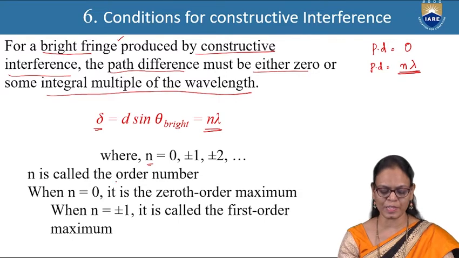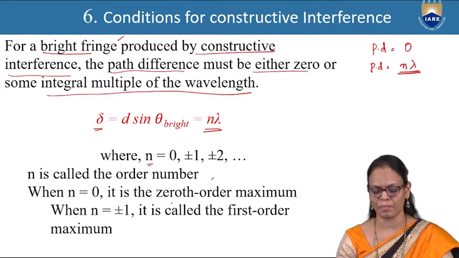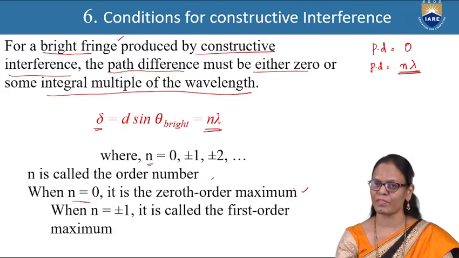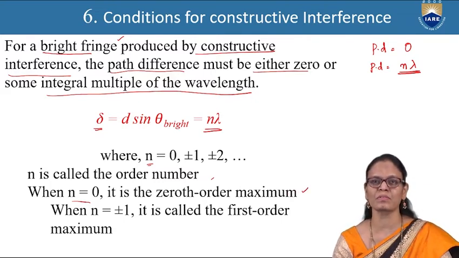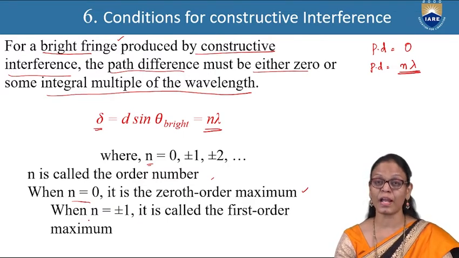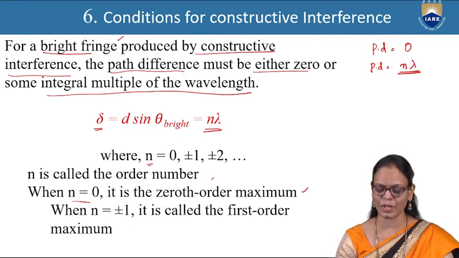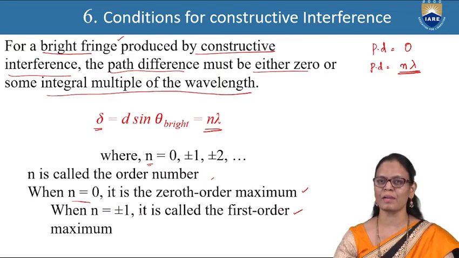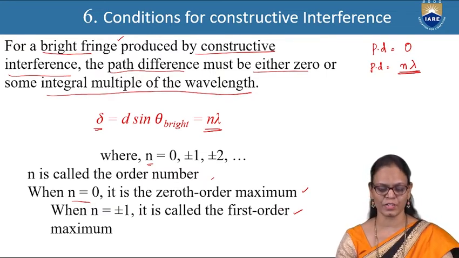And n here represents the order of the number. So when n is equal to 0, it is the 0th order maximum, like we have seen in the previous slide, where m is equal to 0 we have considered. And for n is equal to plus or minus 1, we call it the first order, +1 in the upward direction and -1 in the downward direction.